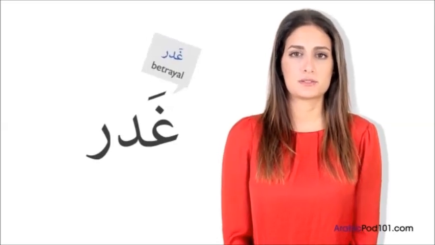The next word is ghadr, which means betrayal. Ghain is in the initial form with a fatha on top, connected to a final dal with no voweling, then ra in the isolated form. Let's write it down. Ghadr.